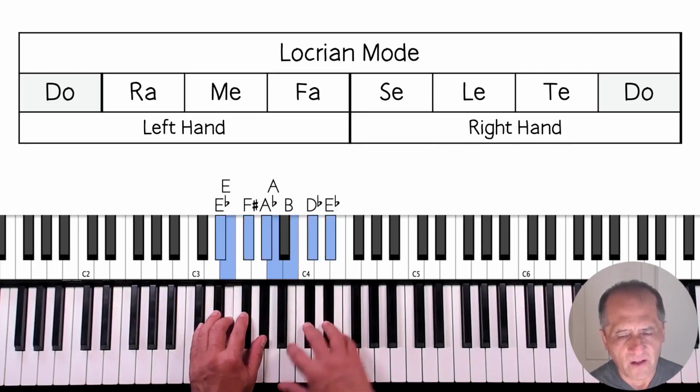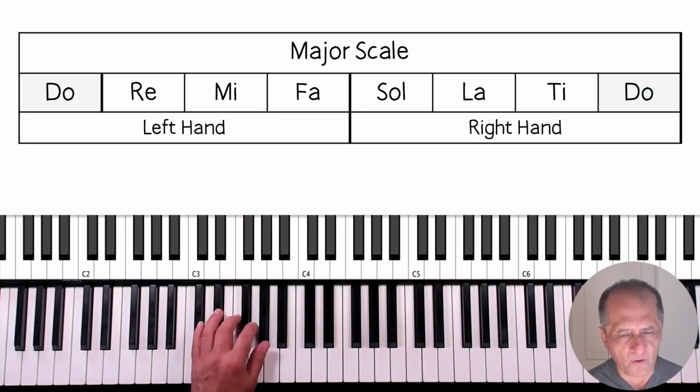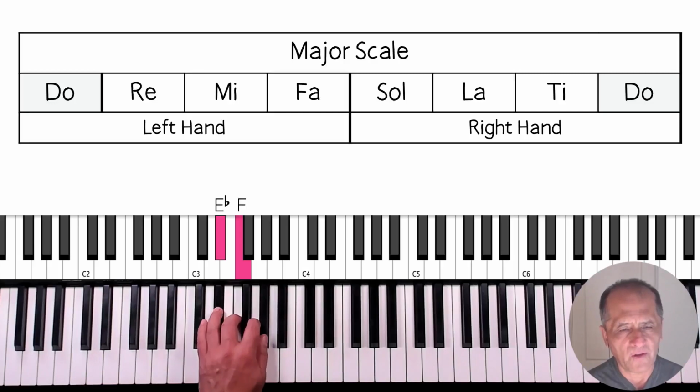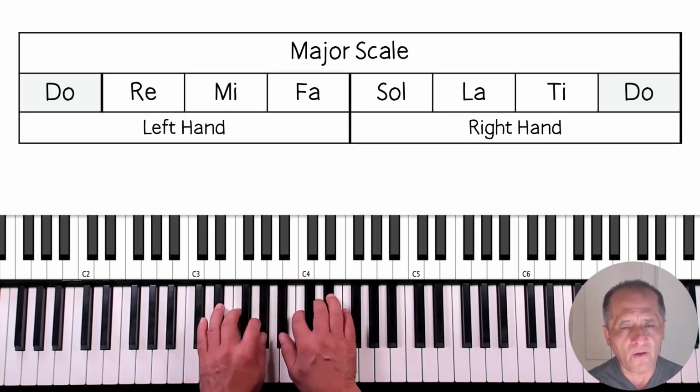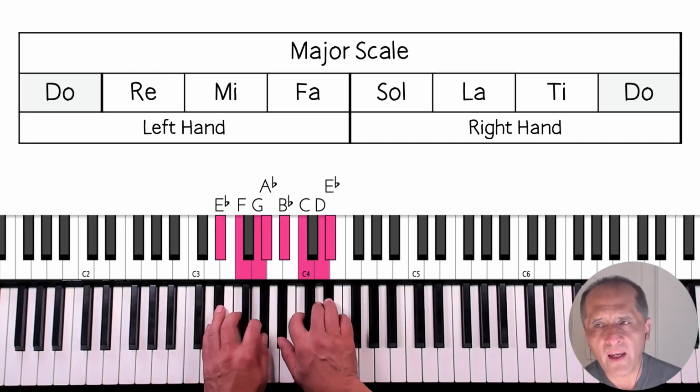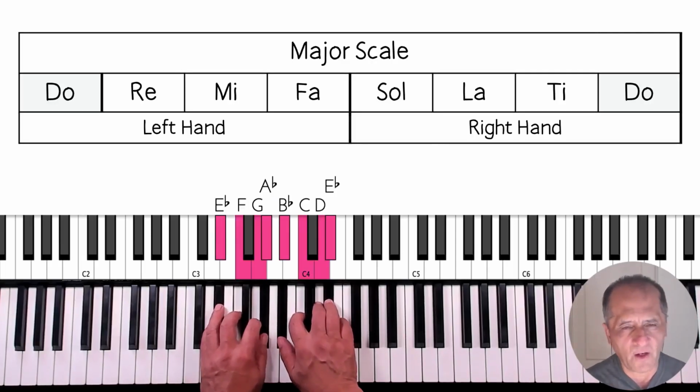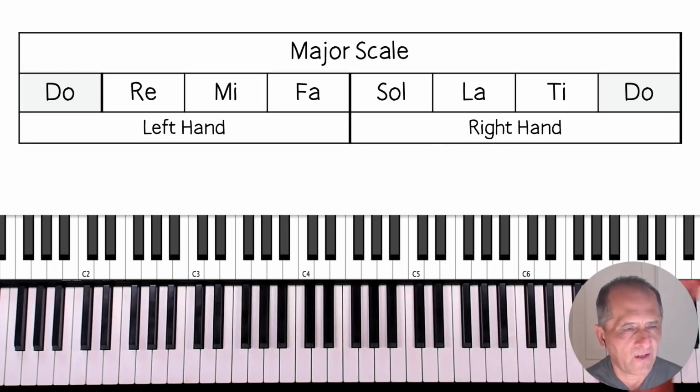Locrian. And now we're going to move back to major. Do, re, mi, fa, sol, la, ti, do. Okay, good. So that was modal interchange.